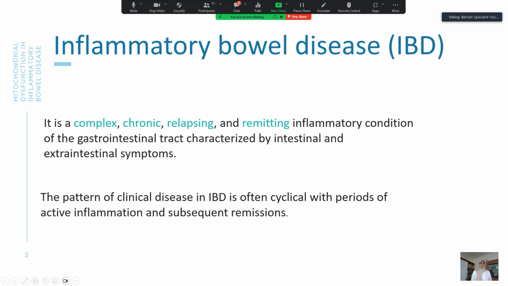As is well known, inflammatory bowel disease is a chronic, complex condition with multisystemic manifestations and a relapsing and remitting course. The pattern is often cyclic. Sometimes the patient comes with active inflammation and sometimes in remission, and the severity also differs.